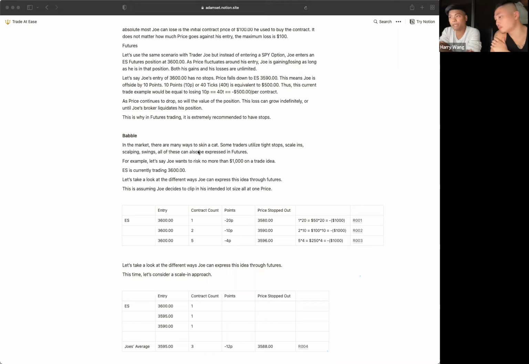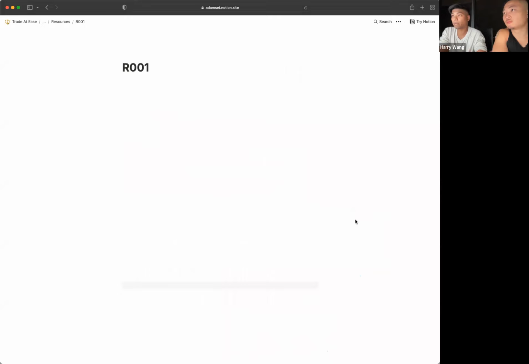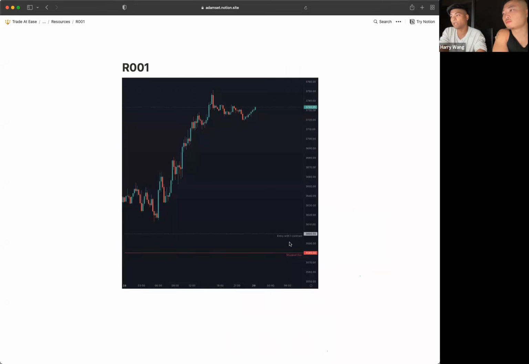Under this example, Joe decides to clip all of his intended size at one price. So we have this entry of 3,600, and let's say that he clipped in with one contract. This would mean that under one contract, he has a 20-point stop to respect his $1,000 stop loss, resulting in a price of 3580 to stop Joe out. I've prepared this image really quick. If we take a look over here, entry at 3,600, at -20 he would be stopped out. This is the range he would have to work with, okay?